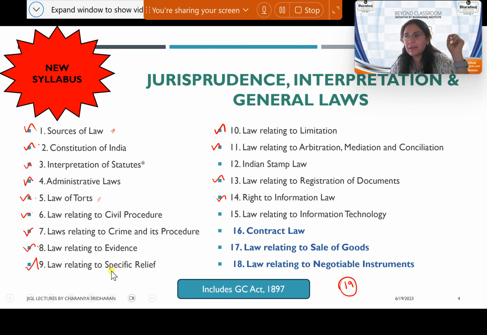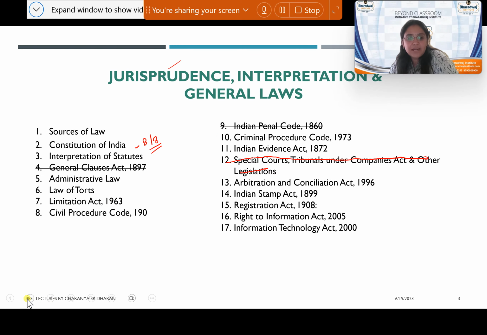Many of the concepts I'm going to discuss here are the ones that you are familiar with, or the words I'm using are going to be something you are exposed to already. It's not Latin and Greek, it's a very simple chapter. So I'm lining up Specific Relief Act. This chapter was not there in the old syllabus. Look at it. It's a latest addition.